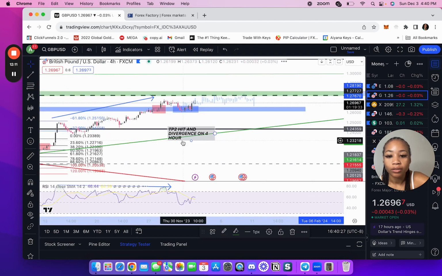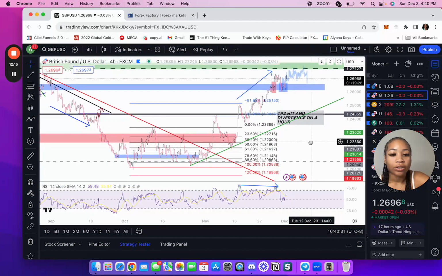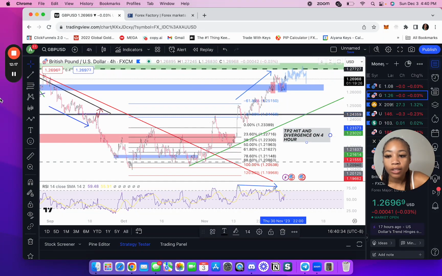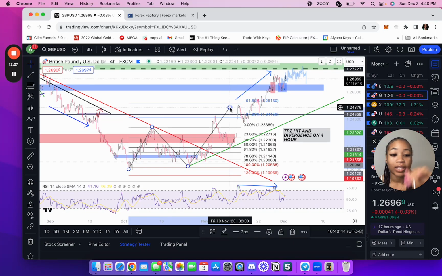Let's go down. So right here on the 4 hour, this was my structure right here, point A, point B. It pulled back to 88.6, which means that we're definitely going to hit TP2, especially since it's on the higher time frame. So we hit that, and then we also have divergence.